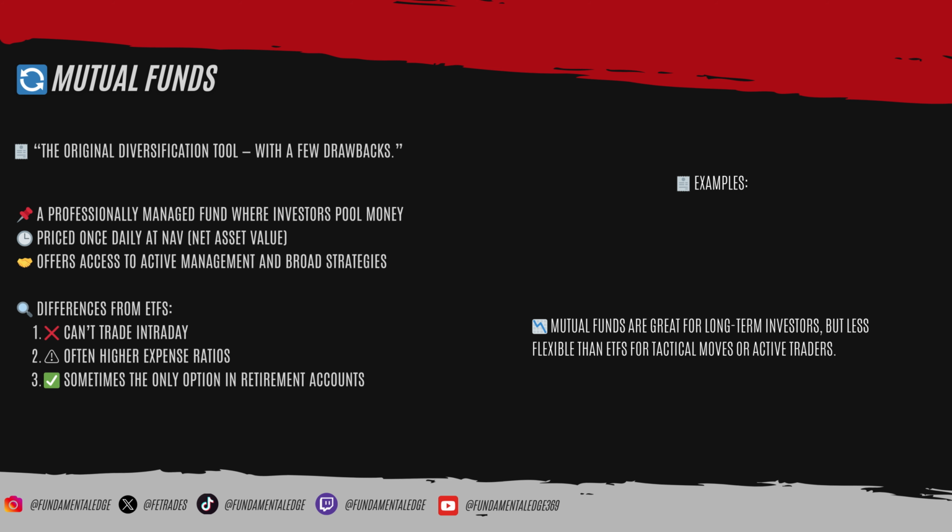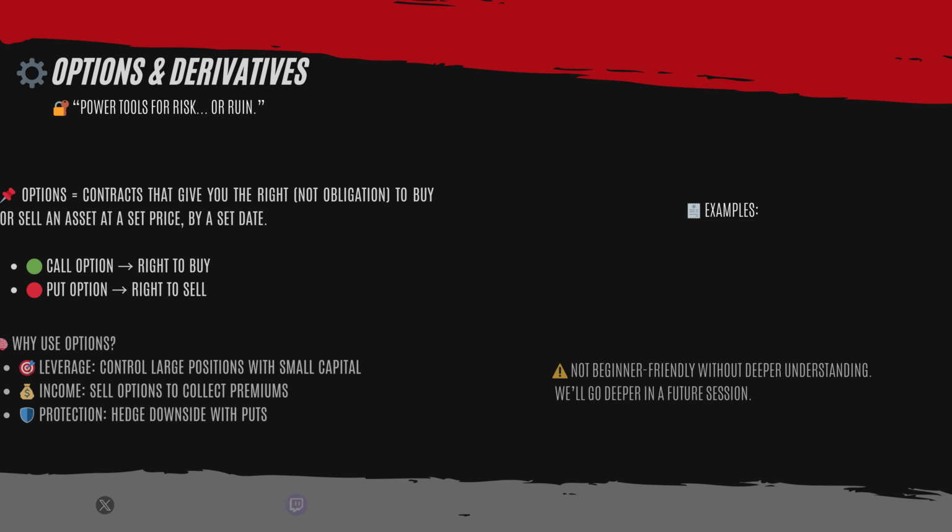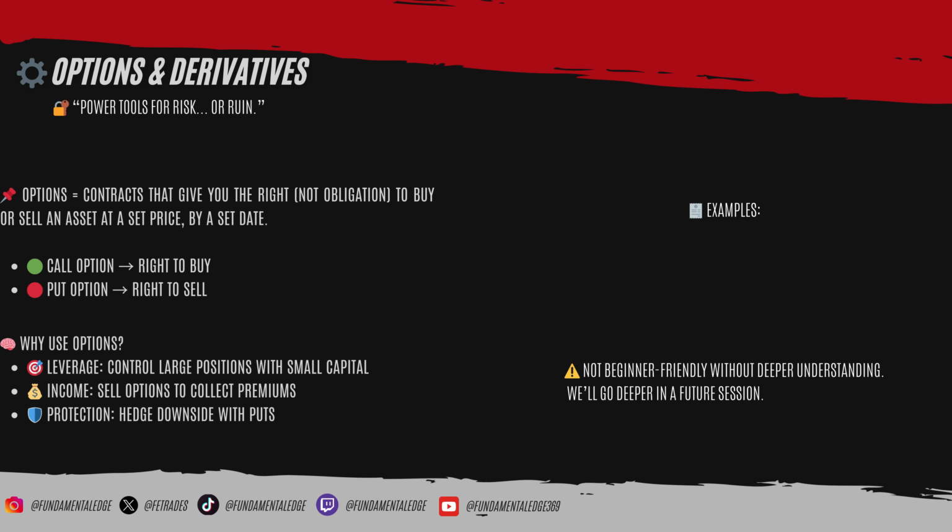Now let's shift gears to one of the most powerful and potentially dangerous tools in the market: options. Options are one of the most flexible and misunderstood instruments in the financial markets. At their core, options are contracts. They give you the right, but not the obligation, to buy or sell an asset at a set price before a certain date. There are two types.